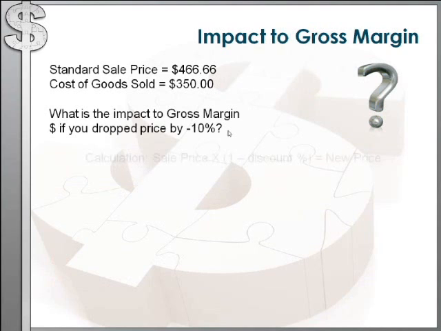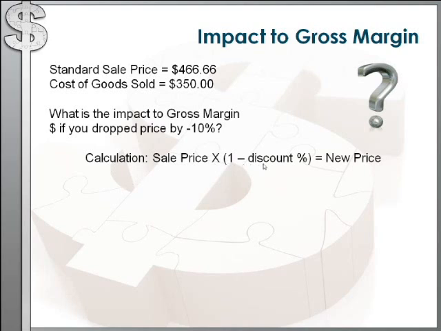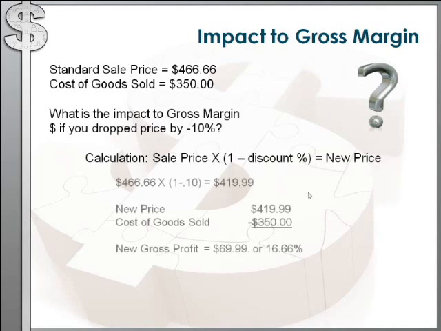Well, let's see. First, we need to calculate what is the new price. You'd multiply your sale price times 1 minus the discount rate, which we'd fill in 0.1 there, to equal the new price. And here I've done the calculation for you. 466.66, the sale price, minus 10%, or multiplying it times a 0.9, you get $419.99. This is your new sale price.